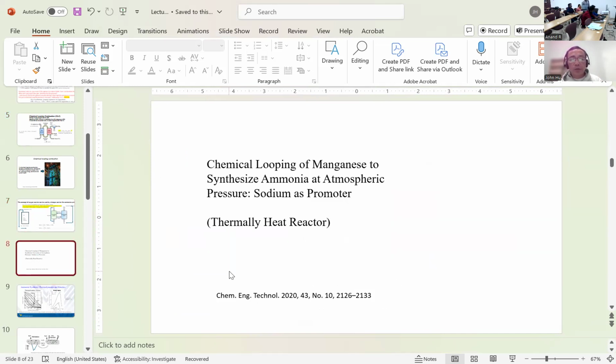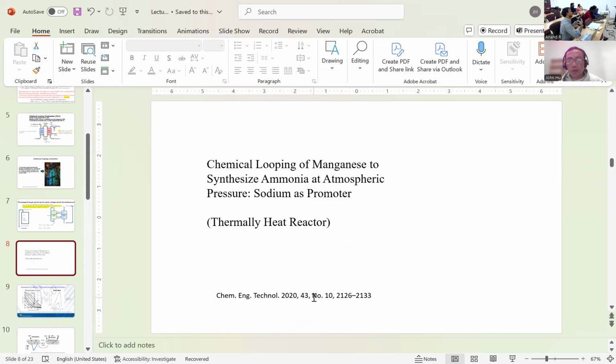And then we discussed the papers on the thermally heated reactor. I sent these to Dr. Anand. You should receive the 3 papers. One is this one, Chemical Engineering Technology. Have you received it? Yes, sir. For this paper, by the end of today I want everyone to read it. There are 2 other papers from my group, on microwave and plasma, but you don't have to read those unless you have time.